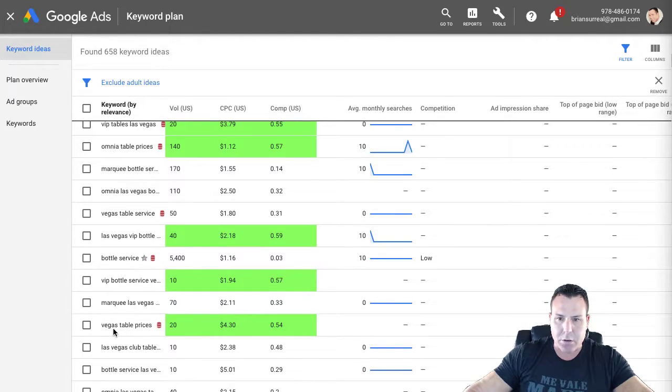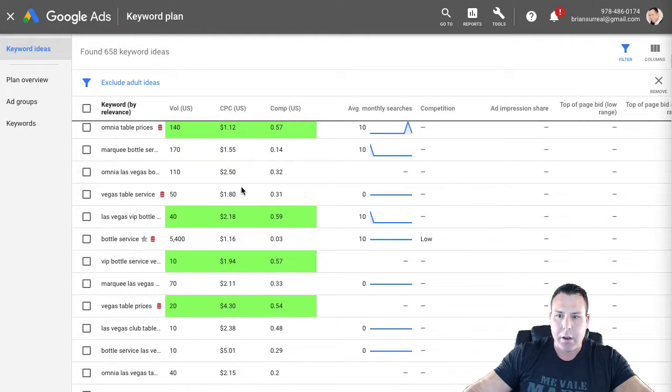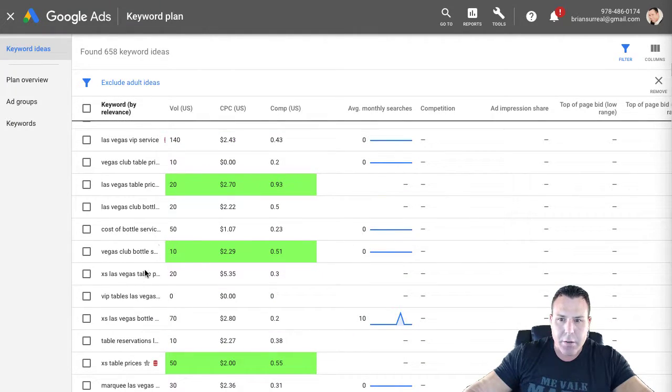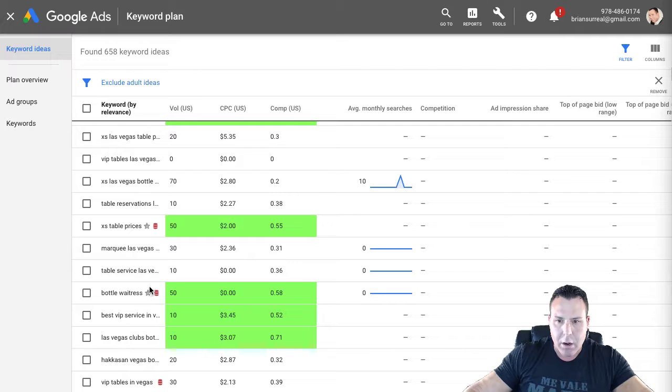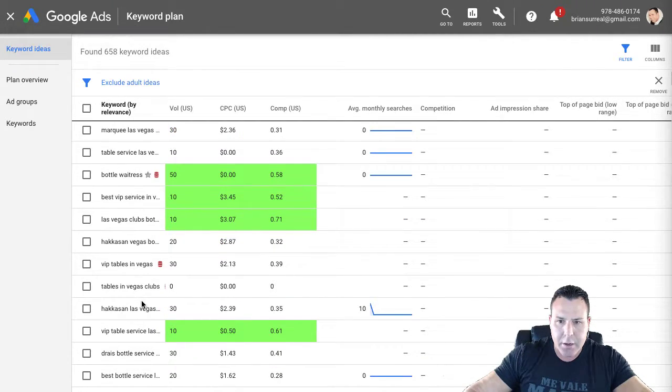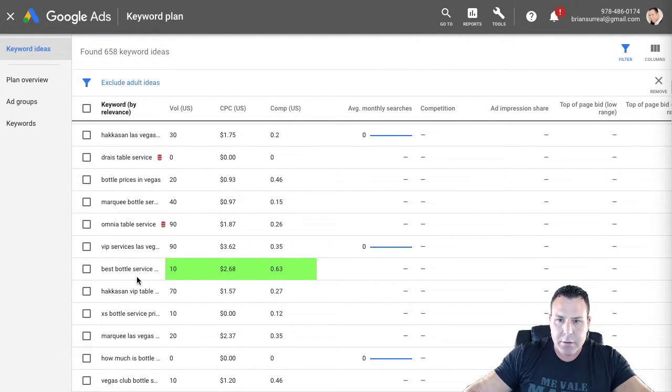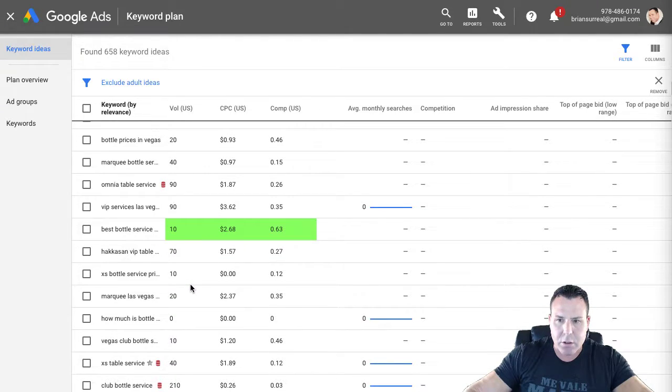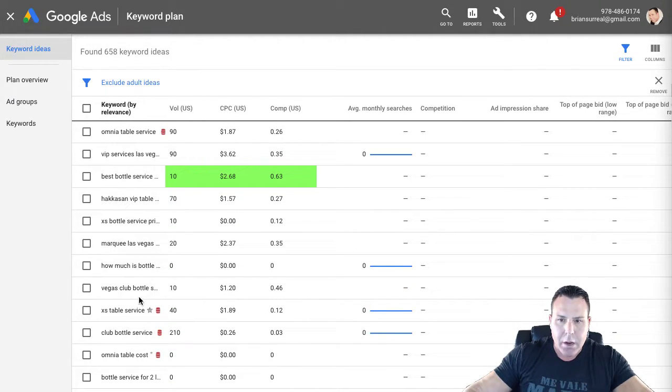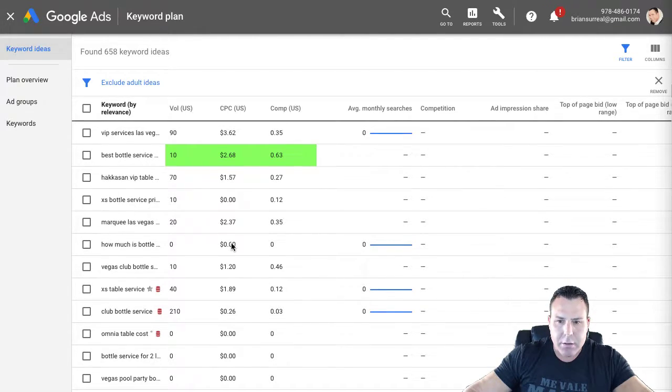I found interesting here, Vegas table prices. Someone's paying a lot of money for that. It's not a lot of volume, but it must be a good term because they're paying $4.30 a click. Okay. There was another one I found down here that I thought was kind of interesting. It was like Vegas bottle service. Here's best bottle service. Not a lot of searches, but a dollar term. It was Vegas bottle service secrets. I think that's what it was. That's kind of interesting. Let me see here. I'm looking at my list.